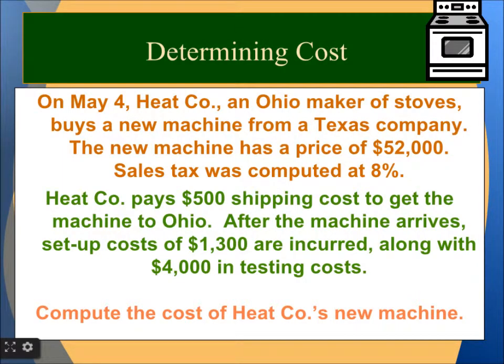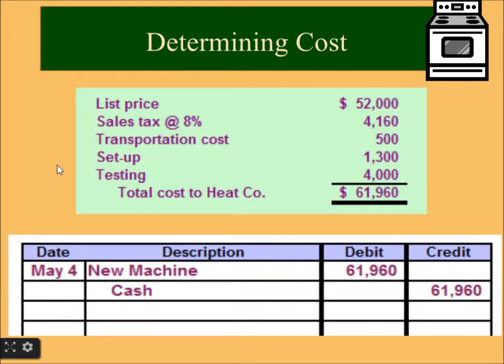Determining cost example. So let's solve one example to understand more. On May 4th, Heatco Corporation, an Ohio maker of stoves, buys a new machine from a Texas company. The new machine has a price of $52,000 and sales tax was computed at 8%. Heatco pays 500 shipping cost to get the machine to Ohio. After the machine arrives, setup cost of 1,300 is incurred, along with 4,000 in testing cost. Compute the cost of the company's new machine. So here we will calculate the total cost.